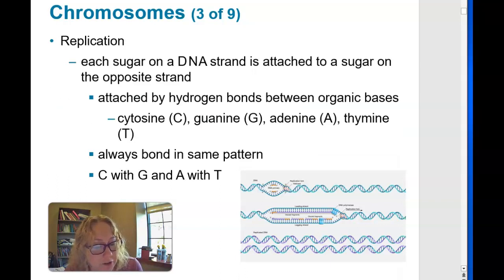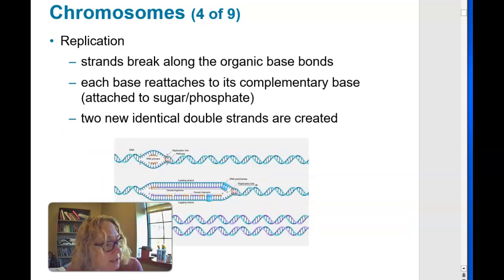Replication occurs semi-conservatively, meaning one new strand and one old strand. There's a leading strand and a lagging strand. There's Okazaki fragments. This should all sound very familiar to you. This center part is attached by hydrogen bonds, so it can open up. C goes with G, A goes with T until you get to RNA, and then you have a U. It always bonds in the same pattern, G with C, A with T.